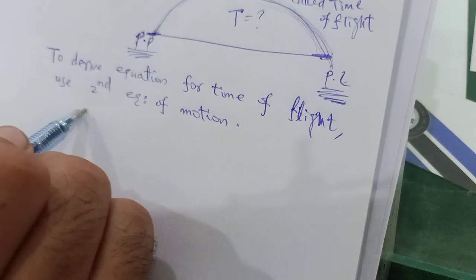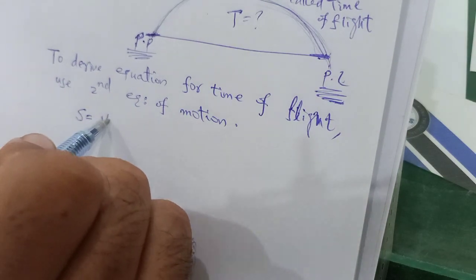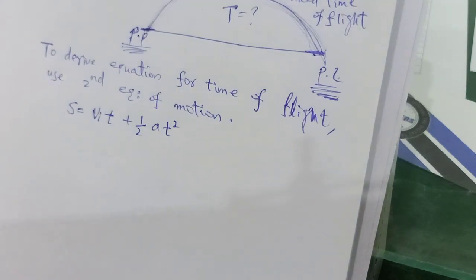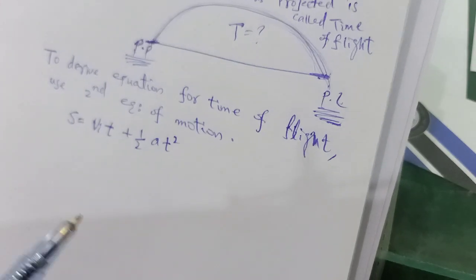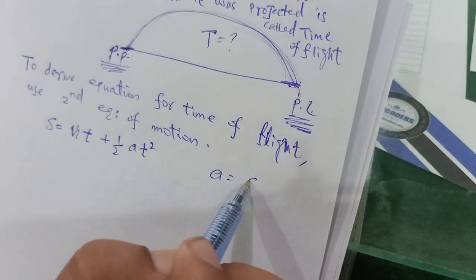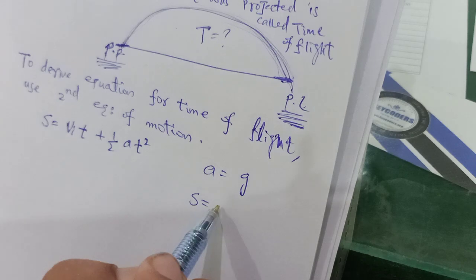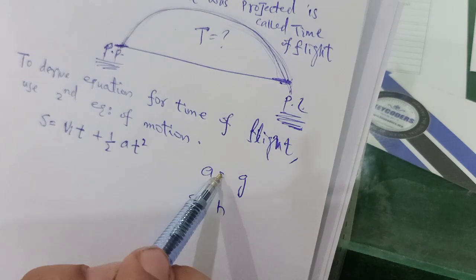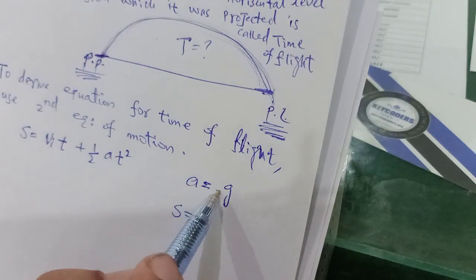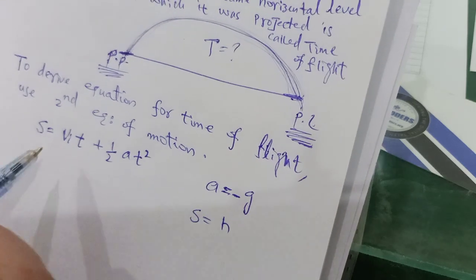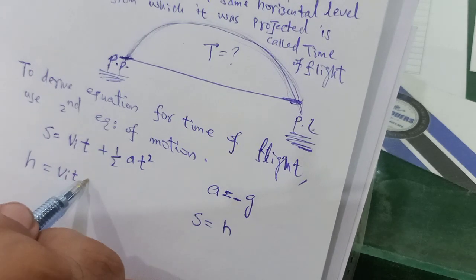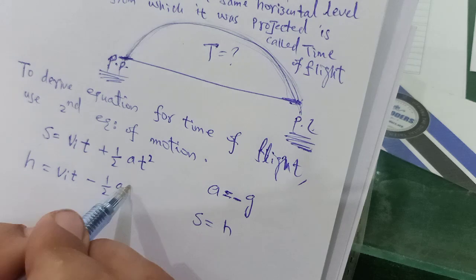Now, what is the second equation of motion? Basically, it is S equals V_i t plus half a t squared. This is the second equation of motion. But as this motion is against gravity, it's vertical motion, so a will be replaced with g, and S, the distance, will be replaced with height. More specifically, as initially it is moving against gravity, a will be replaced with minus g. Clear? So this equation becomes h equals V_i t minus half g t squared.